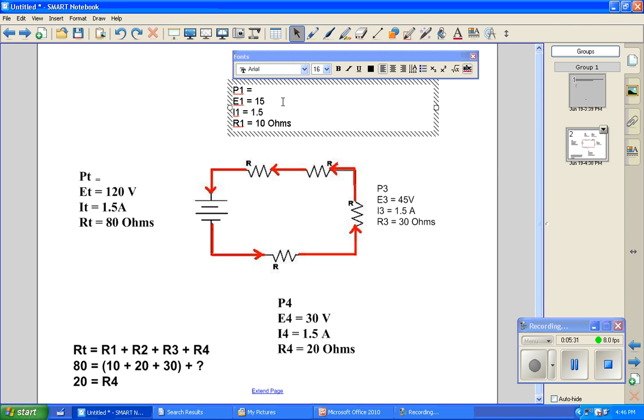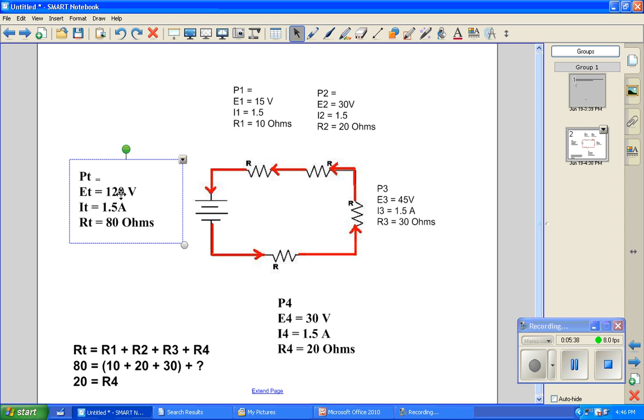Now, what do we need to do? We need to do our cross check. So now we're going to see if our voltage adds up to 120. We're going to add up all our voltages: 30 plus 45 plus 30 plus 15, and we get a total of 120. Pure functional magic, I tell you. So we know that we're okay, right?